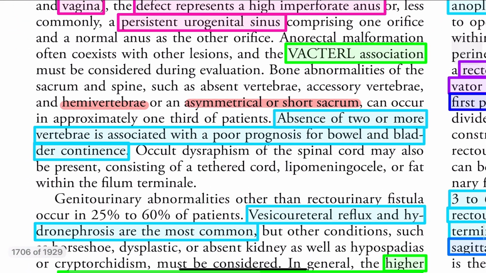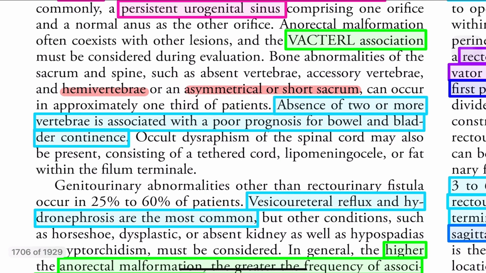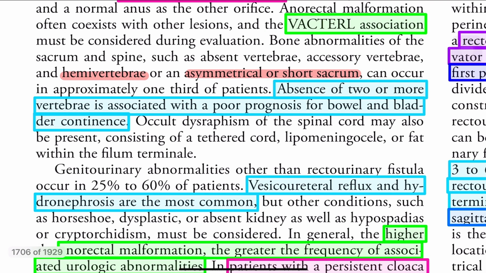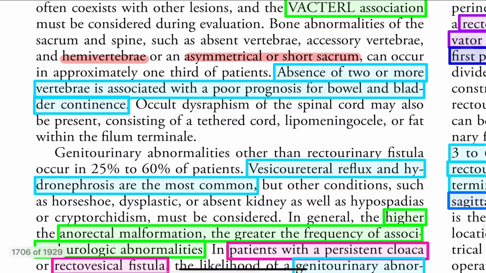Then absence of two or more vertebrae is associated with poor prognosis for bowel and bladder continence. Remember this one-liner. Absence of two or more vertebrae is associated with poor prognosis for bowel and bladder continence.